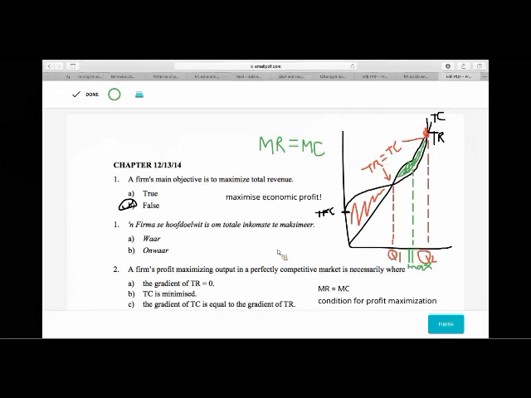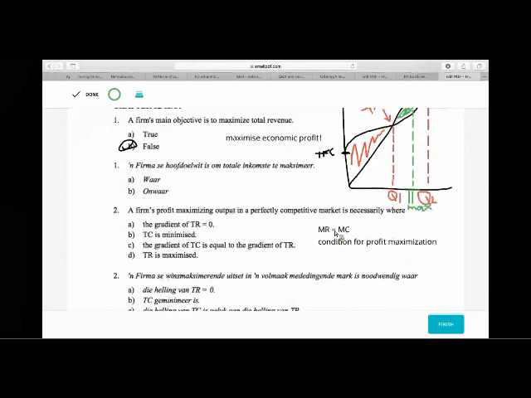So in terms of this question, a firm's profit maximizing output in a perfectly competitive market is necessarily where the gradient of total revenue is 0. If the gradient of total revenue is 0, that means that marginal revenue is 0.